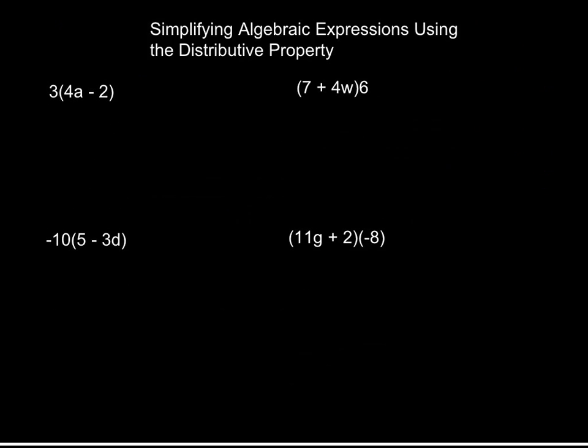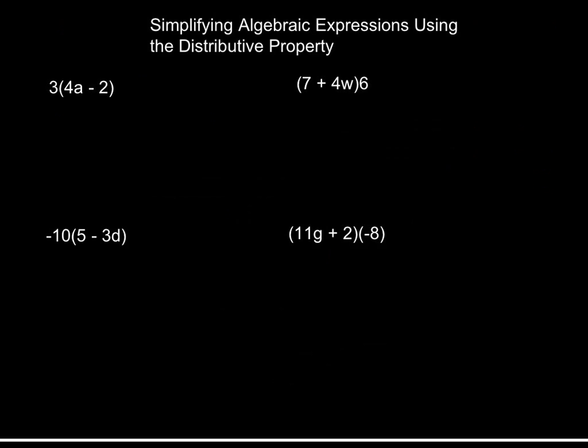Now we can see how to use the distributive property to simplify algebraic expressions. In order to do this, I can take my factor outside the parentheses, 3, and multiply it by both terms in the parentheses. So 3 times 4a is 12a. I drop down my minus sign. 3 times 2 is 6.